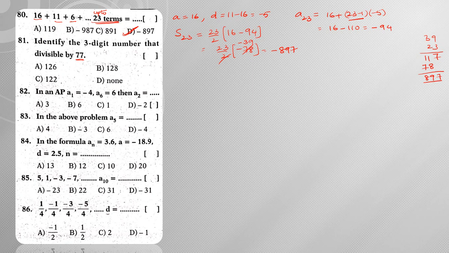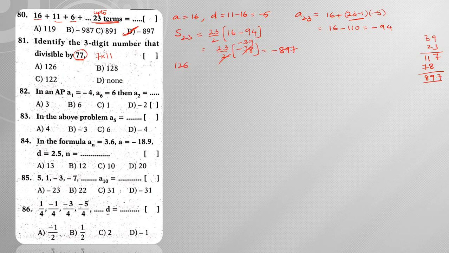So identify the 3-digit number which is divisible by 77. 77 means nothing but 7 into 11 only, no? Now among these options we need to identify which is a multiple of 77, right? So first of all we need to check for 7 divisibility.